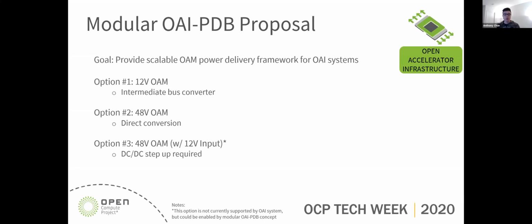Option three is interesting because it's currently not enabled by the OAI specification, but we do see an opportunity where we can enable people to use 48 volt OAMs, although their data center infrastructure or their rack topology is still on a 12 volt solution. So we want to also look into the opportunity of enabling a step up solution as well.